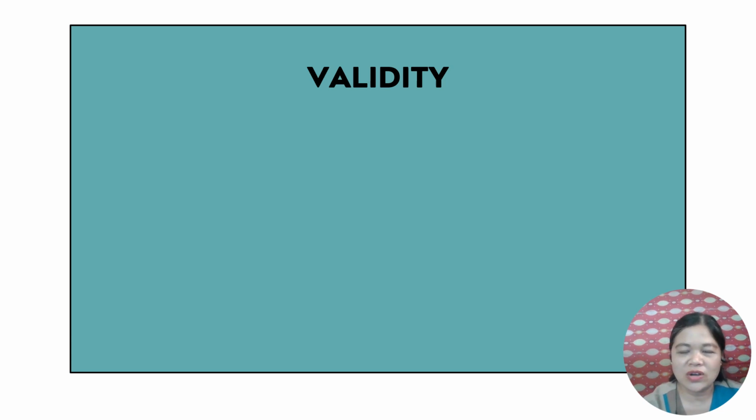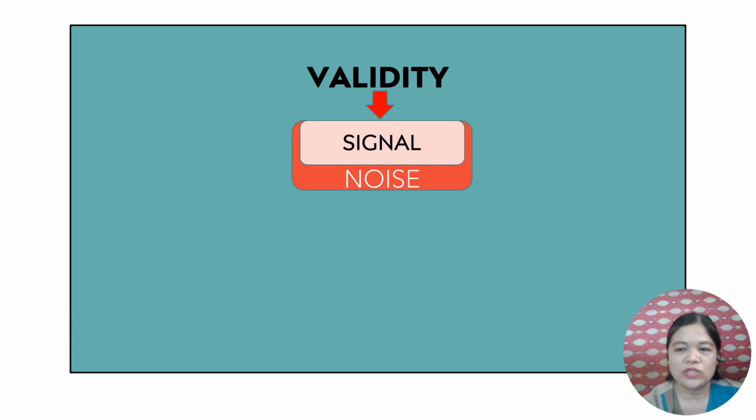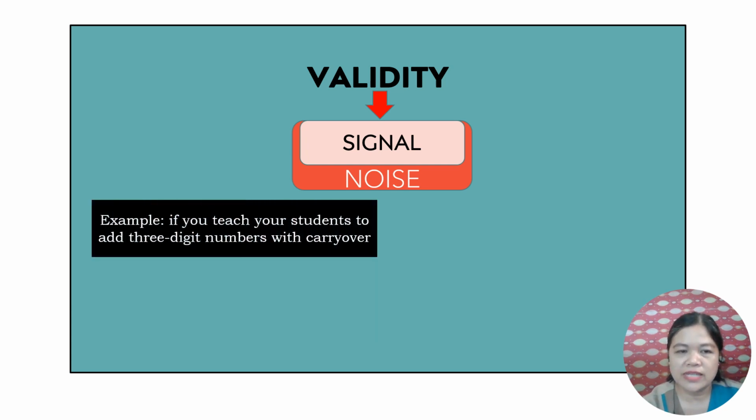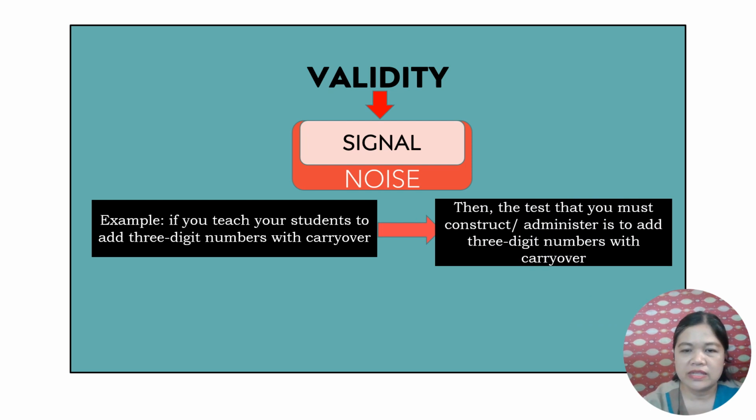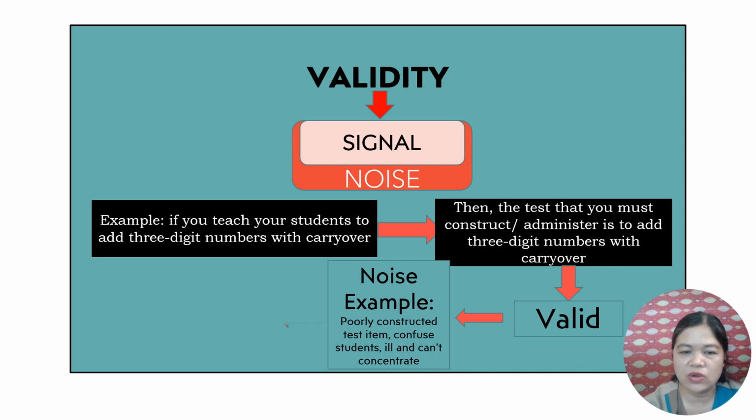Macmillan used these two in the context of the signal and the noise. The signal is what you want to assess for it represents the actual nature of what students know and can do. For example, if you teach your student to add three-digit numbers with carryover, then the test that you must construct or administer is to add three-digit numbers with carryover, and that is a valid test. While deviating from this will create a noise, and that would make your test invalid.